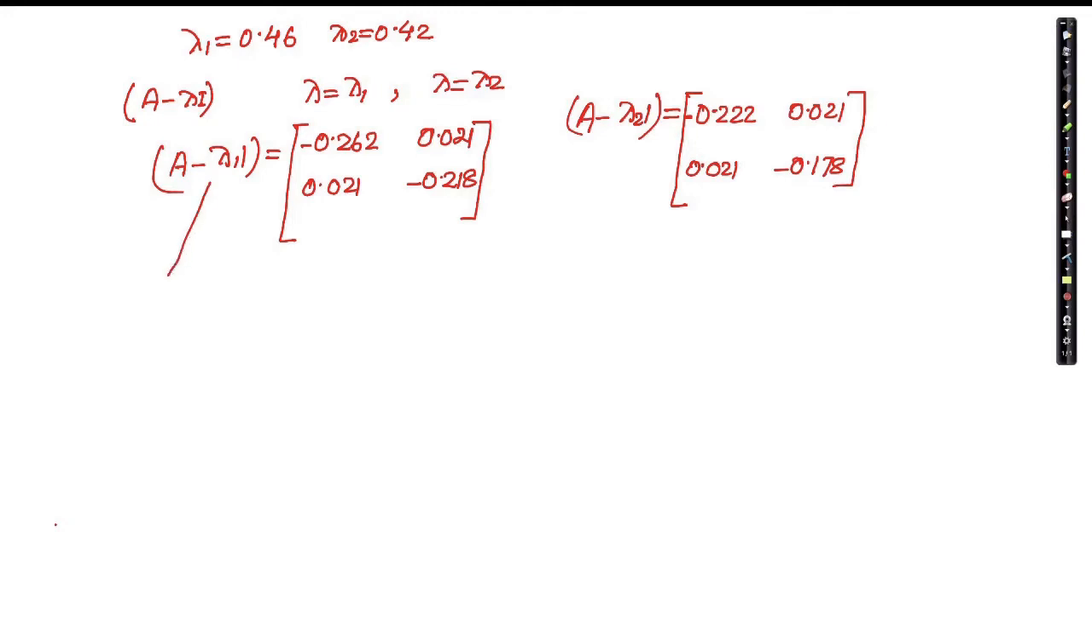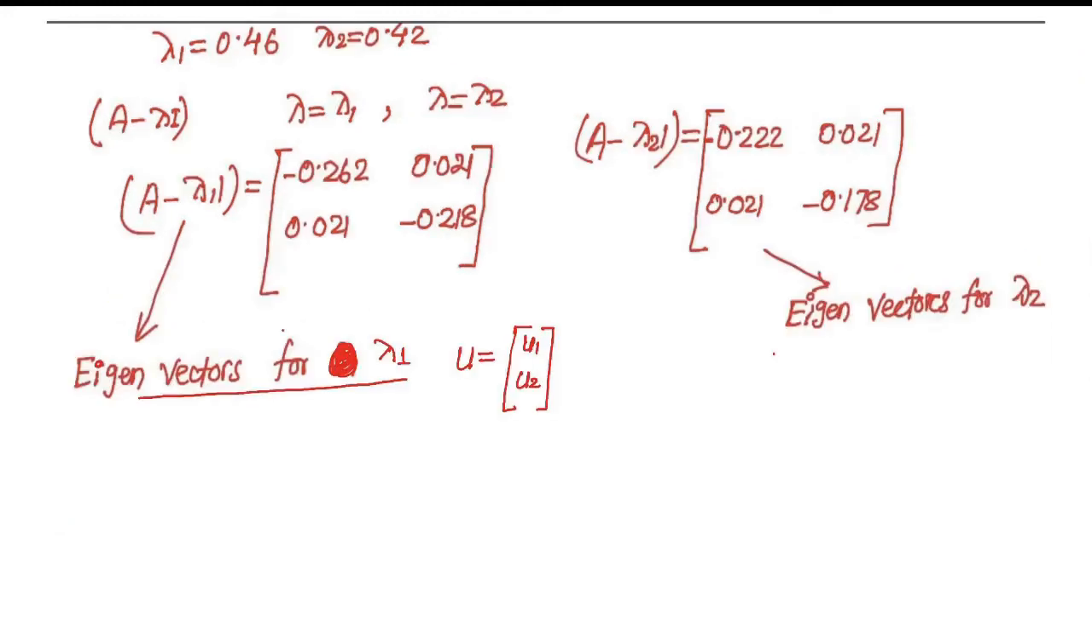From this matrix we'll compute the eigenvectors for lambda 1. From this matrix we'll compute eigenvectors for lambda 2. First we will compute the eigenvector for lambda 1.